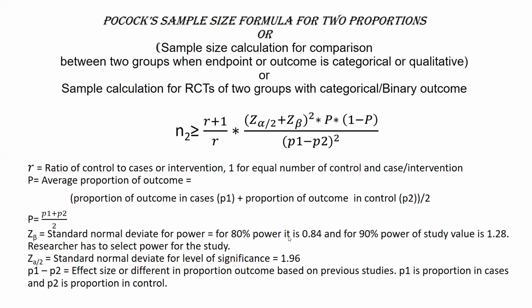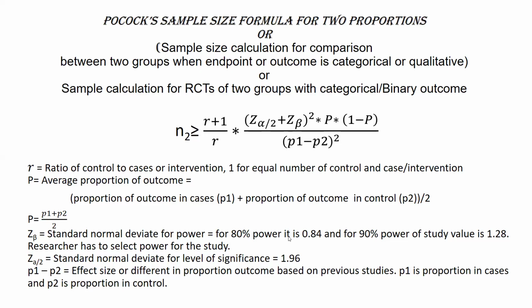So what we have to do? 50 plus 30 divided by 2. 50 plus 30, that is 80, divided by 2. It means 40. And 40 we can write down in percentage, so we can write down 0.40 or 40%. So this will be P.